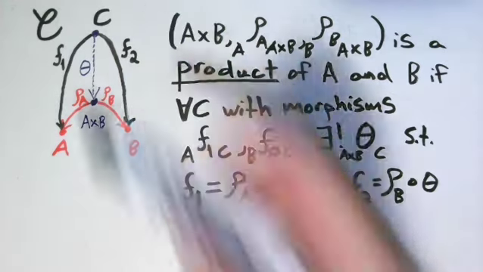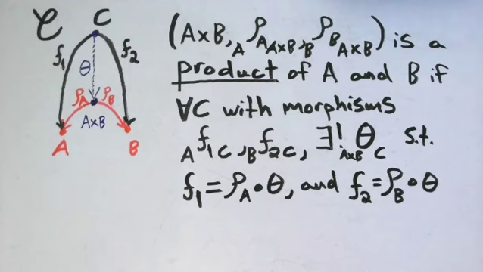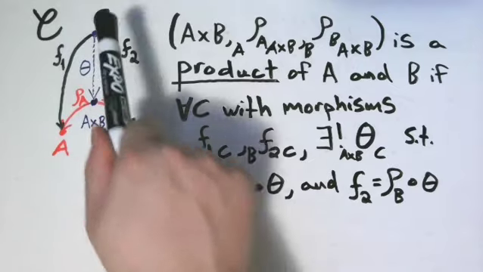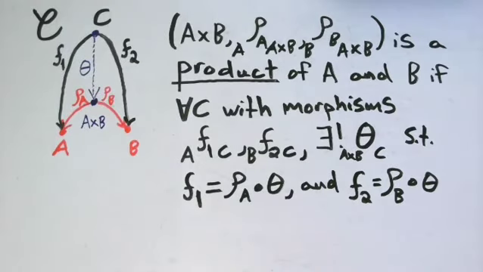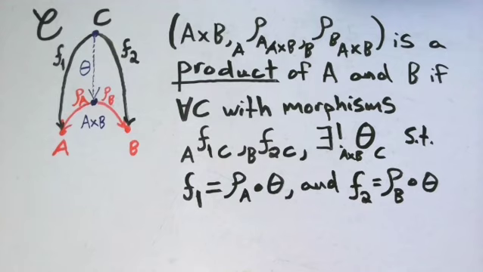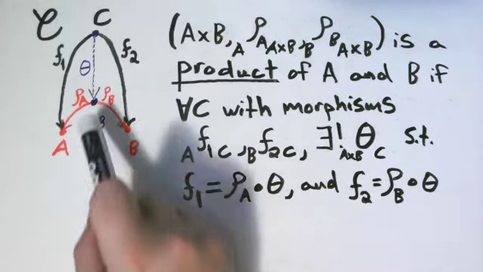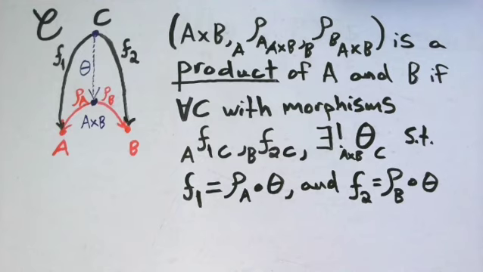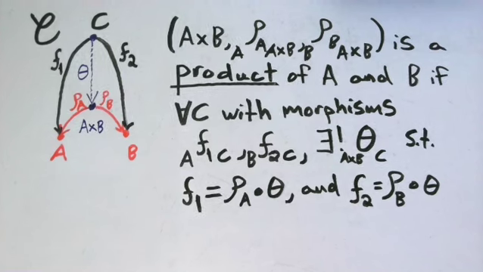then we have a product if for any object C in the category C, with morphisms F1 and F2 going from C into A and B respectively, there must exist a unique morphism, which we'll call theta, going from C into that A cross B object, such that these triangles here commute. That is, F1 equals rho A after theta, and F2 equals rho B after theta.